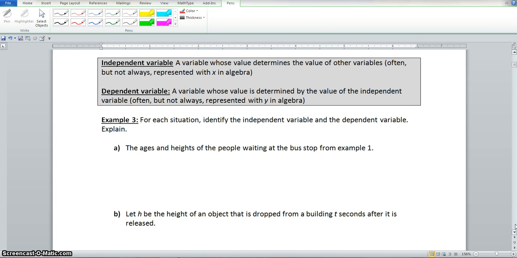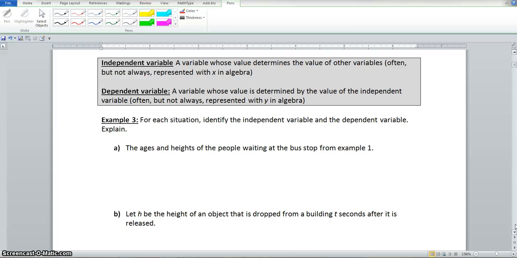Now we have independent variable and dependent variable. An independent variable is a variable whose value determines the value of other variables, often but not always represented with x in algebra. A dependent variable is a variable whose value is determined by the value of the independent variable, often but not always represented with y in algebra.